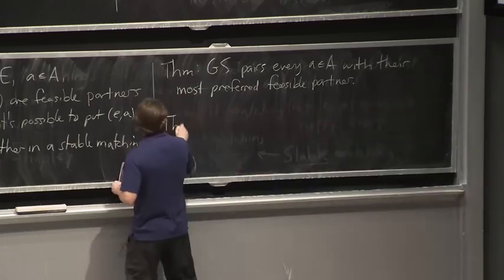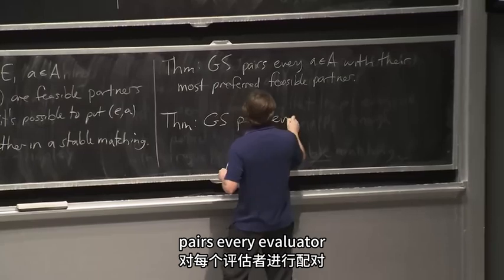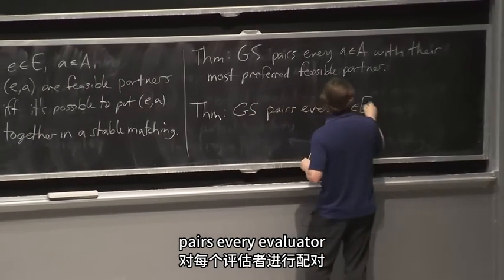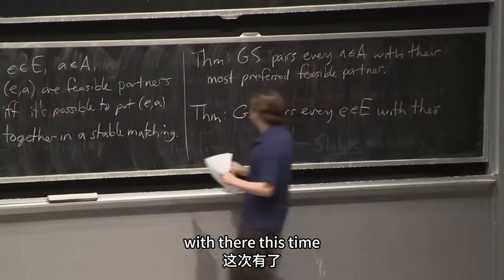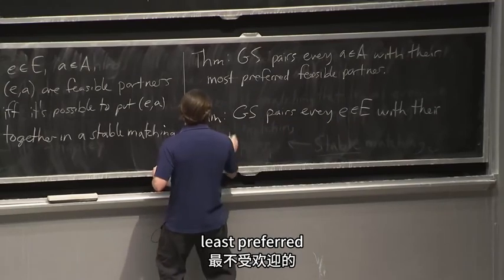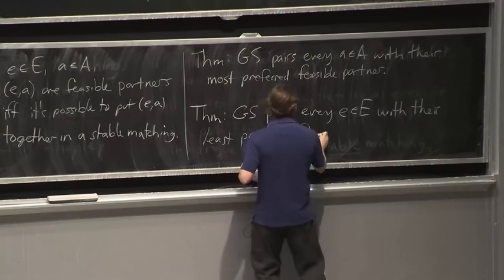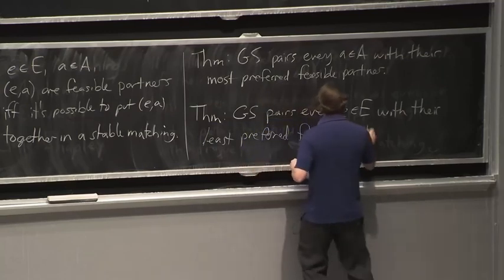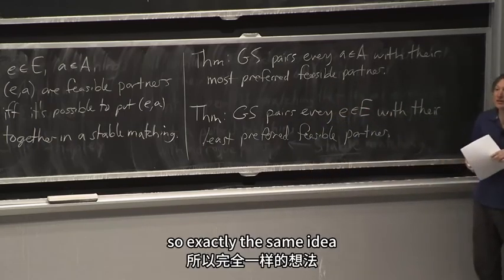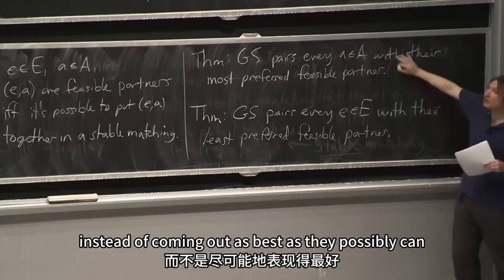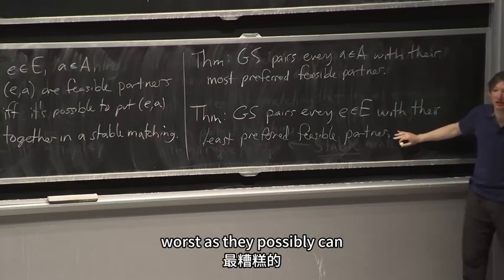And theorem: Gale Shapley pairs every evaluator with their, this time, least preferred feasible partner. So exactly the same idea, but this time the evaluators, instead of coming out as best as they possibly can, come out as worst as they possibly can.